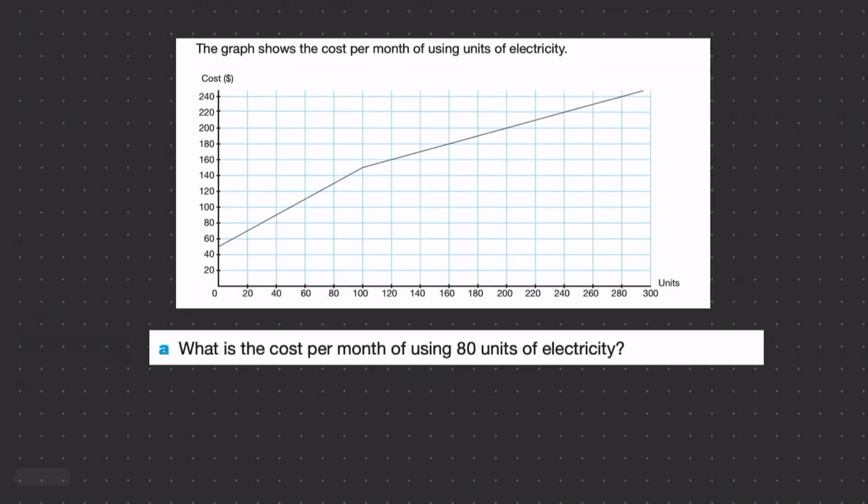So the question asks us, what is the cost per month of using 80 units of electricity? So in other words, we're converting between units of electricity and the cost. What we're going to do is start with 80, go vertically upwards till we reach the equation line, or the first section of the equation line, and then draw a line horizontally until it crosses the y-axis, which in this case will tell us the cost. This line to me looks to be just around $130, so that's what I'm going to put for my answer.